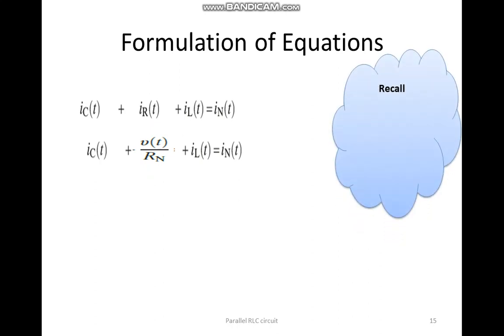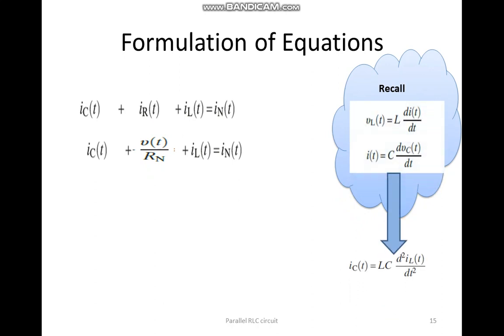By use of the general equations corresponding to the inductor and capacitor, VL is equal to L dI over dt. This can be straight away put in as V of t, because VL and V of t are the same in a parallel circuit. So we have an expression like this: IL plus IC plus V replaced with L dI over dt, and Rn as it is.